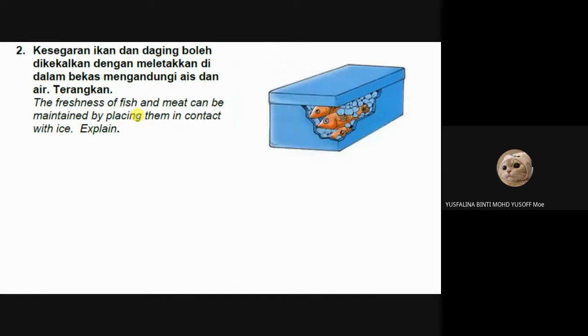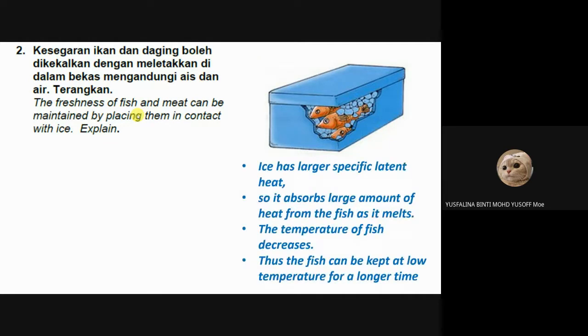For the fish, the freshness of fish and meat can be maintained by placing them in contact with ice. So explain: the ice has a large specific latent heat, so it will absorb a large amount of heat from the fish, and then it will melt. So the temperature of the fish will decrease because the heat energy is absorbed by the ice, and the fish can be kept at a low temperature for a longer time.